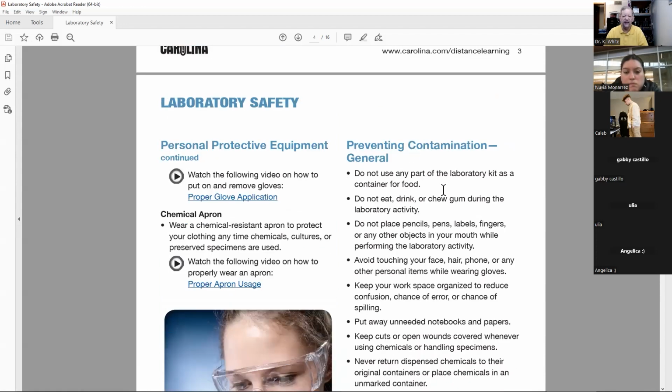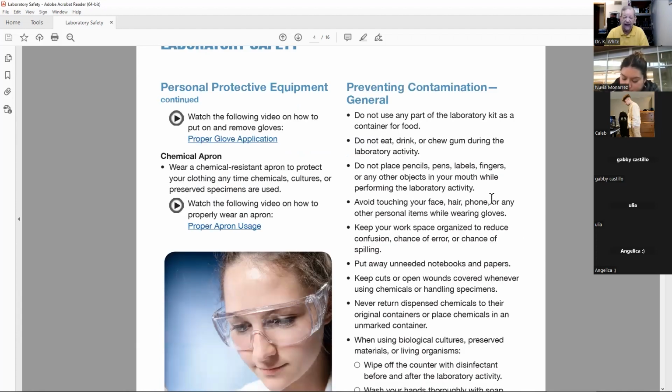Some important things: when you're working with the lab, don't have any food around. You shouldn't be eating, drinking, or chewing gum. Why? Because you can get that drink or food or even your gum contaminated possibly with chemicals, and then you ingest it, which is not good. And here they talk about placing other things in your mouth while you're doing a lab, and avoid touching your face or hair or even a phone when you have your gloves on, because there are chemicals on there. You'll get those on things like your face.